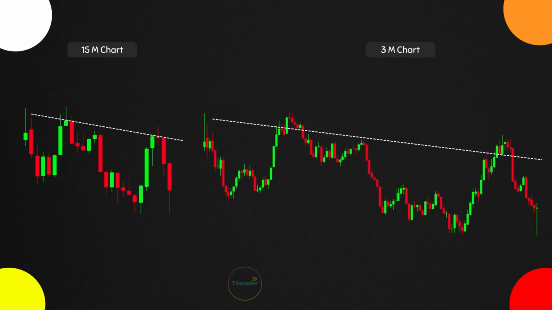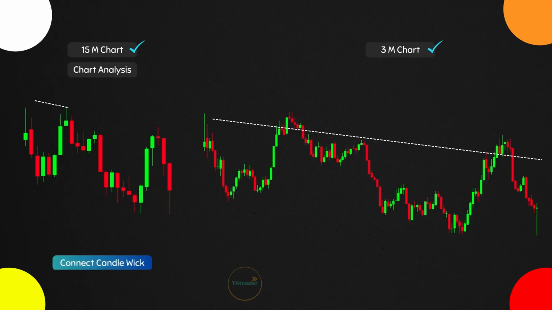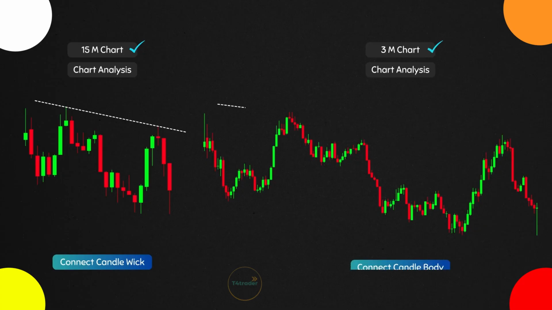This often leads traders to enter wrong trades and take losses. Therefore, if you analyze on a higher time frame and trade on a lower time frame, include candle wicks. If you analyze and trade on the same lower time frame, you can use candle bodies. The same principle also applies in a downtrend.